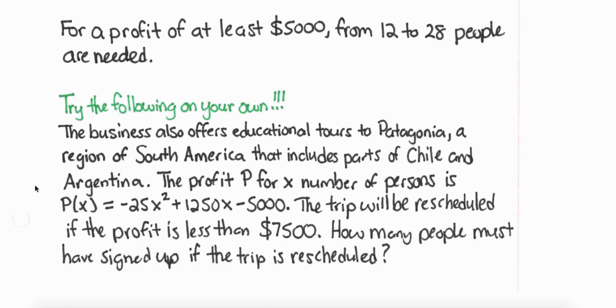Well, what if the business also offers educational tours to Patagonia, a region of South America that includes parts of Chile and Argentina? The profit P for X number of persons is the following equation. The trip will be rescheduled if the profit is less than $7,500. How many people must have signed up if the trip is rescheduled? So go ahead and pause the video and try that one.